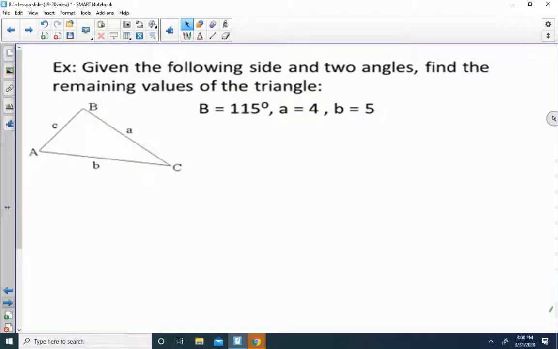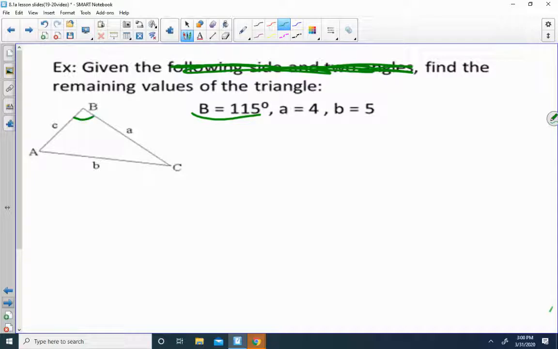All right. So this time, ignoring this stuff up here, we're given one angle, and this time the angle is big B. So big B is going to be 115 degrees. Again, opposite little b. And we need to find the other two angles, big A and big C. So I'm just going to write that off to the side. We need to find big A, we need to find big C.